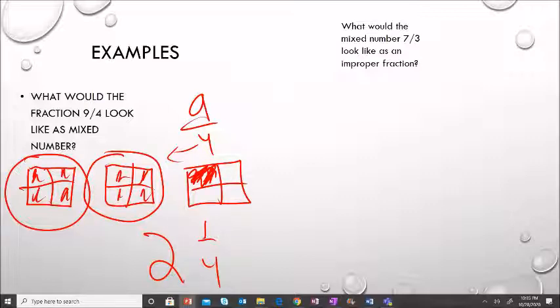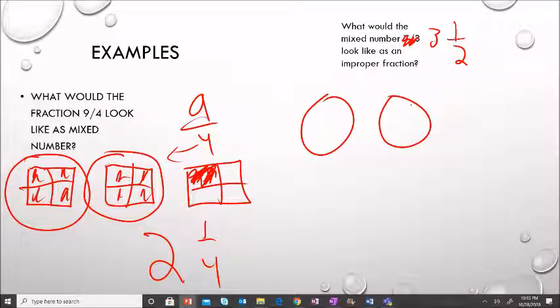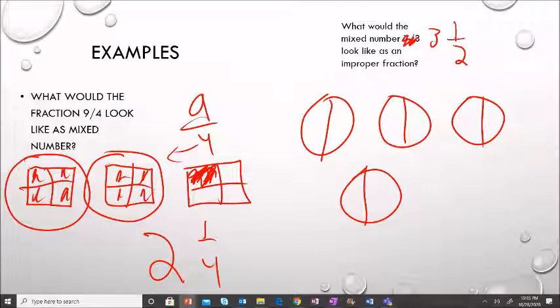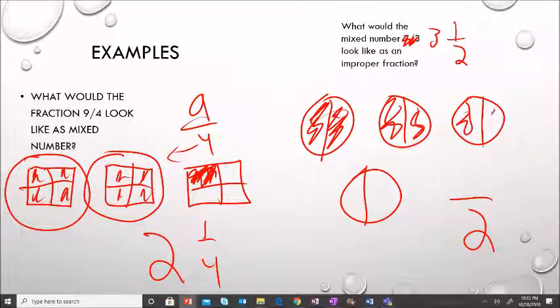What would the mixed number 3 and 1/2 look like as an improper fraction? Well, I'm going to draw some circles here, and I'm going to draw a half on each one. So my denominator here is 2. I know that for a fact, because a whole represents these two. So now what I need to do is 3 wholes. So I'm going to go 1, 2, 3.